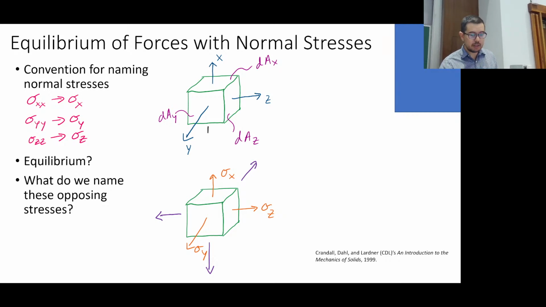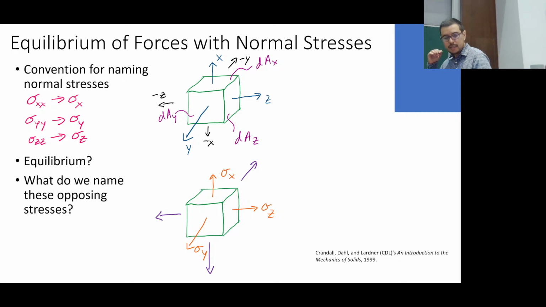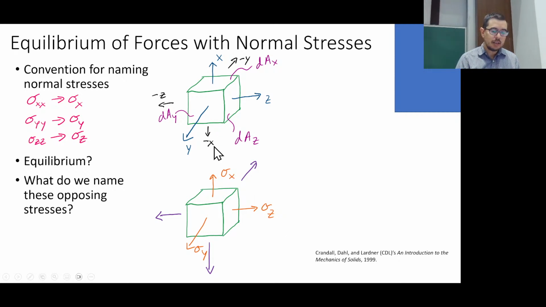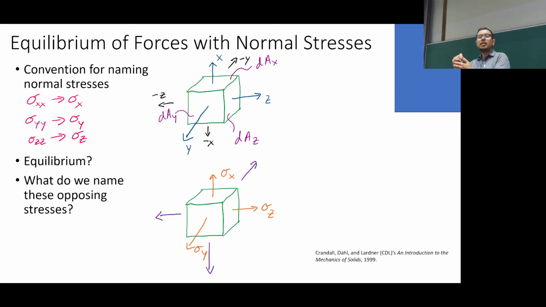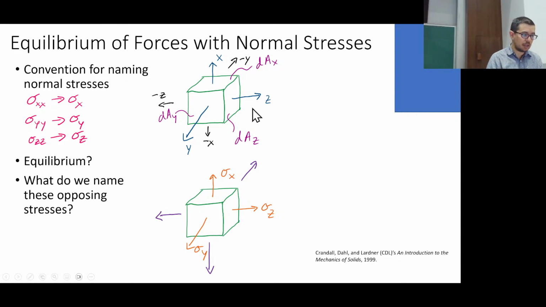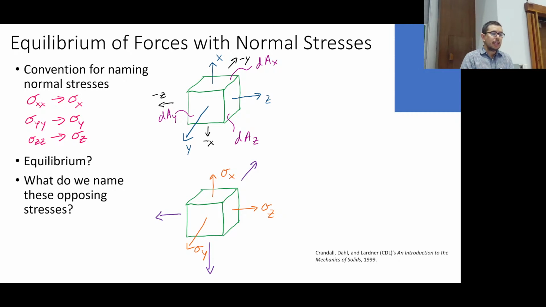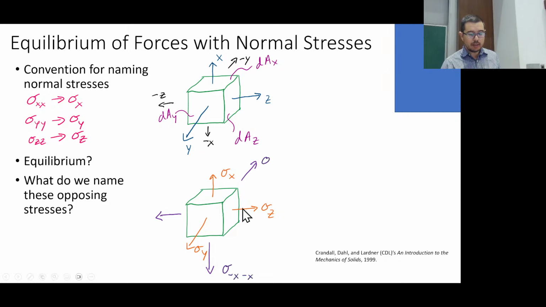Now, there are conventions associated with these normal stresses. If this is the x face, this is the minus x face. If this is the y face, the other one is the minus y. Why is that? Because remember that we define faces in terms of the normal vector that's coming out of the face. So we've got a minus z face that's opposed to the z face.